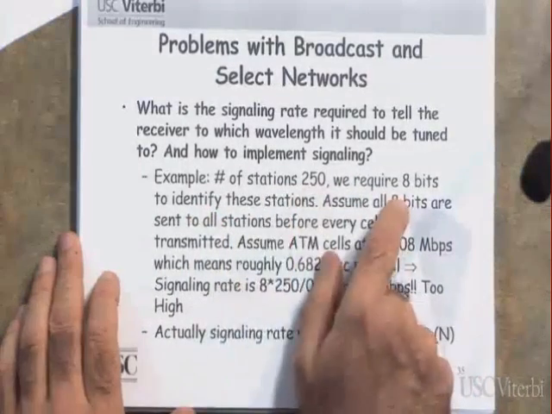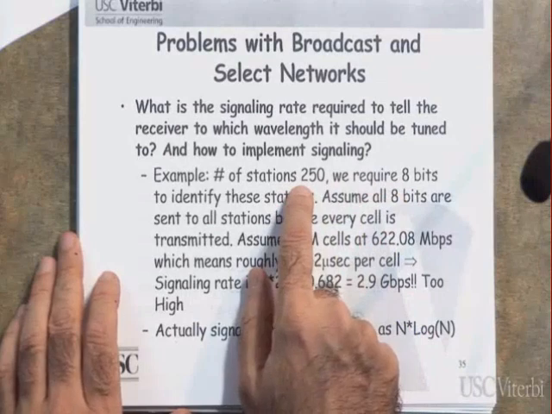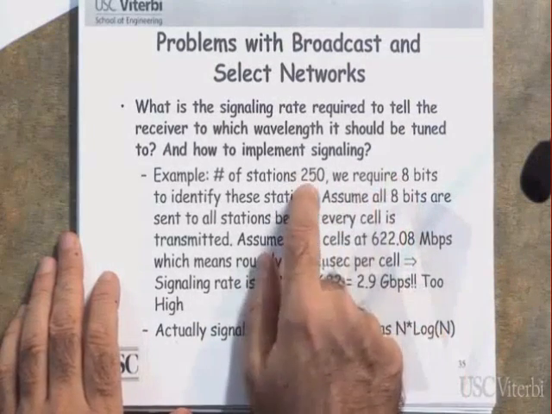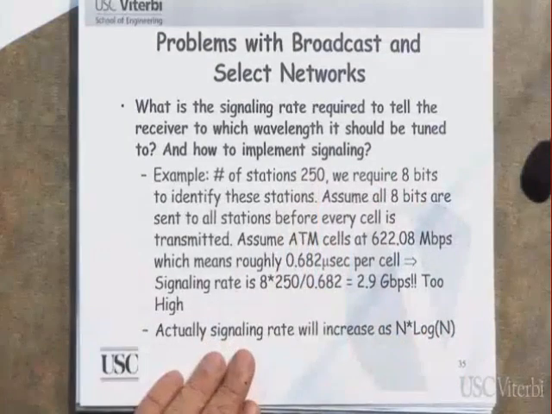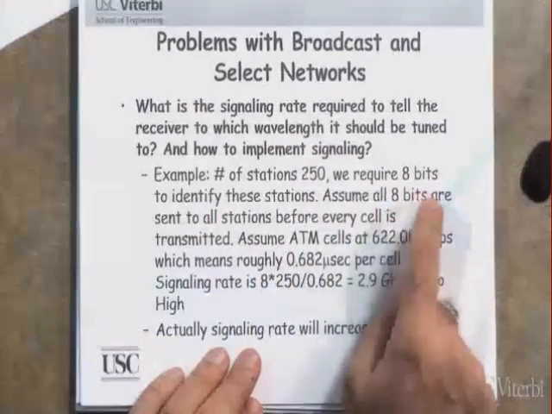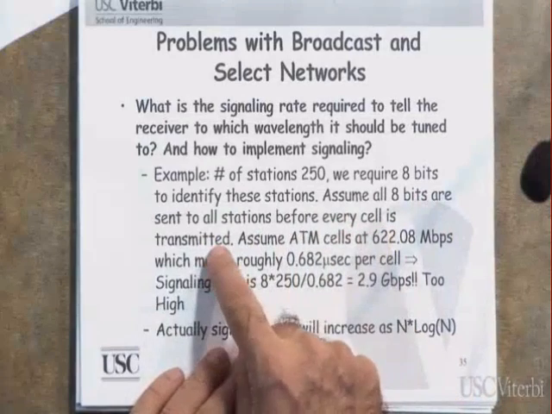Why 8 bits? If we do have 250, each station needs to have an address. And how many bits do you need? You need 8 bits to represent uniquely these 250 stations. 8 bits. Assume all the bits are sent to all the stations before every cell is transmitted.